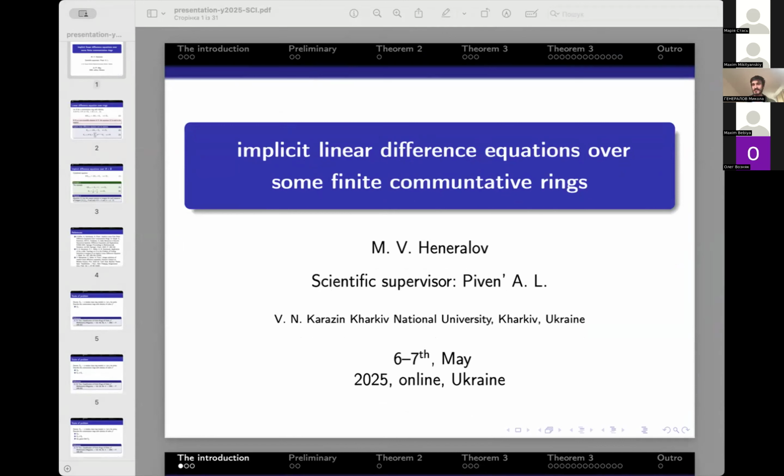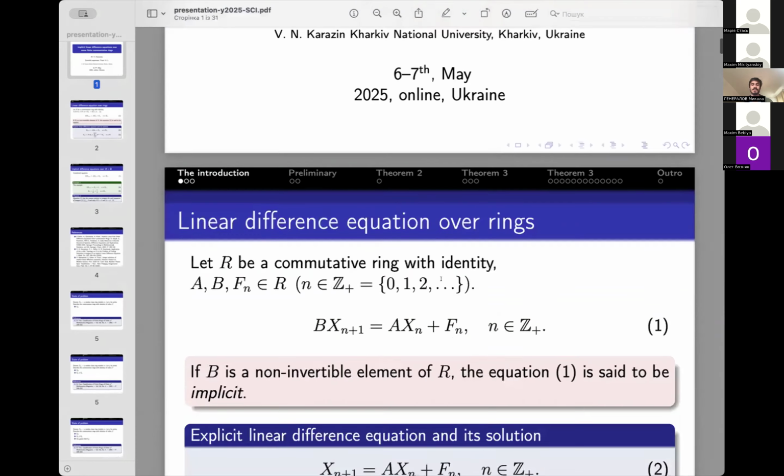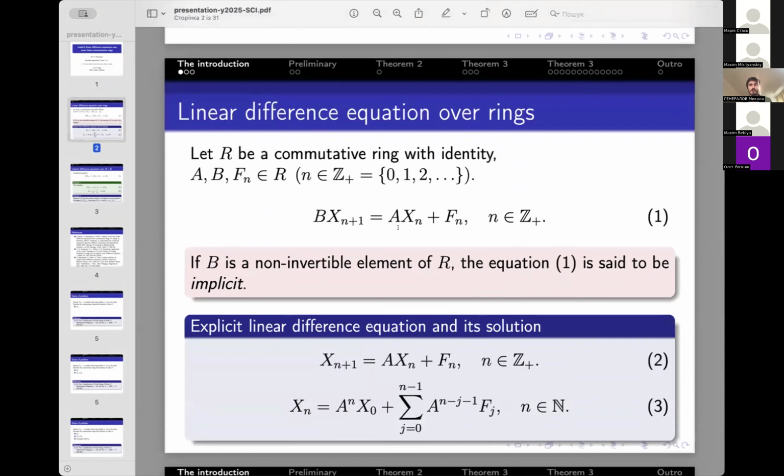I'm glad to have a chance to present my work here. I don't know if I need to present myself a bit, but this slide shows the necessary information. My work is called "Implicit linear difference equations over some finite commutative rings."